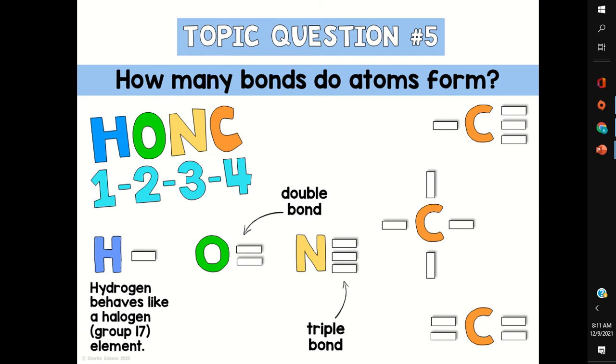So that's really easy. Hydrogen is going to behave like a halogen, which is group 17. And then you'll see whenever you're talking about bonds, you can have single bonds, double bonds, triple bonds, and so on.